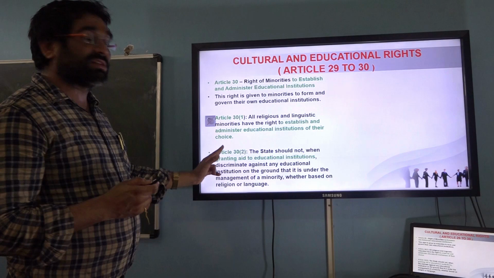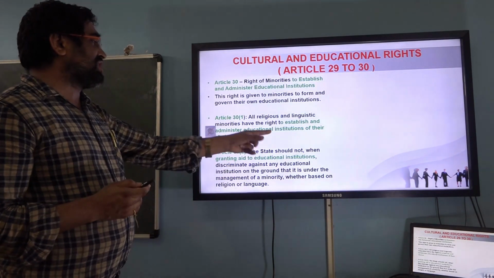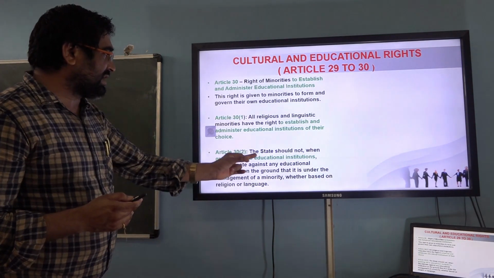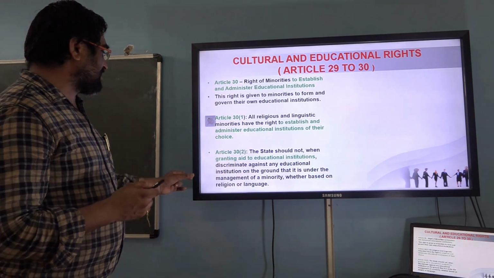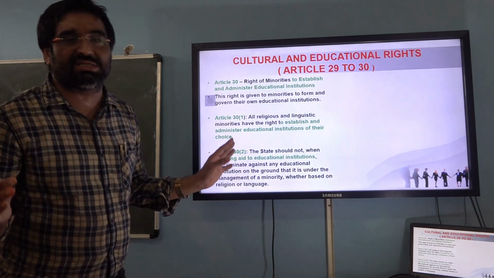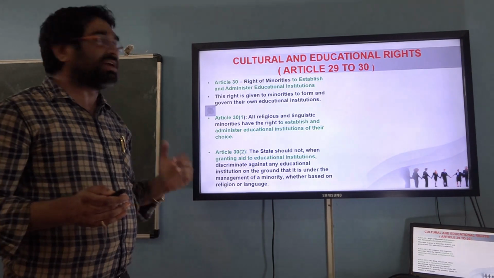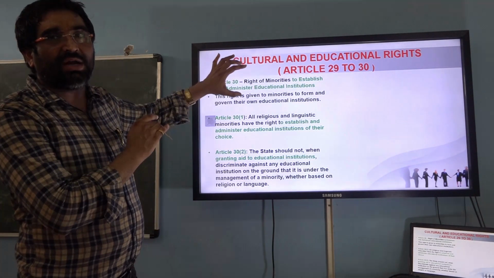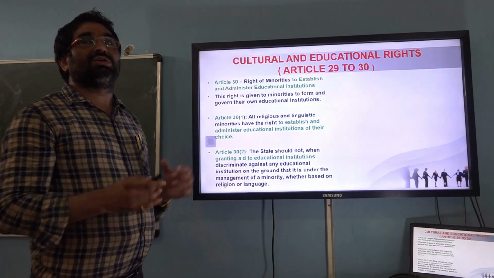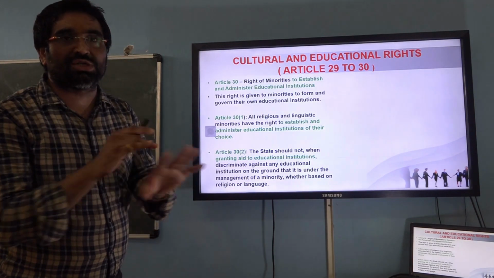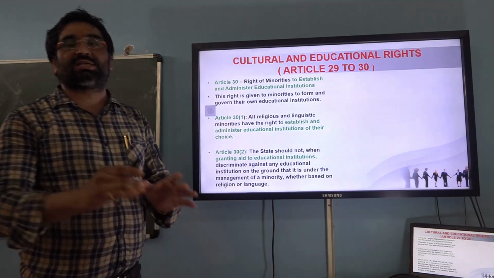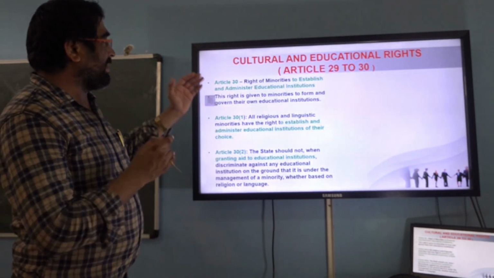Another, Article 30(2), is telling that the state shall not discriminate when granting aid to educational institutions on the ground that the institution is under the management of a minority, whether based on religion or language. So the state will not make any discrimination in giving aid to an institution that is related to a particular minority group. Means what? The state should give aid to every institution without discrimination, whether the institution is related to a particular religion, caste or community, especially in the matter of minorities.